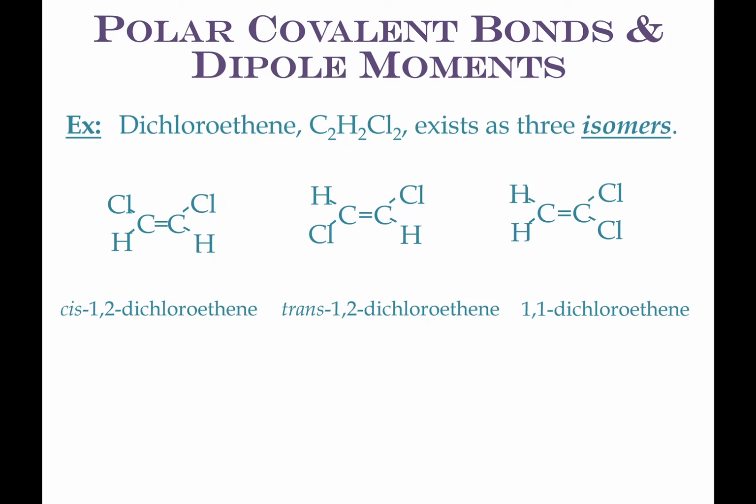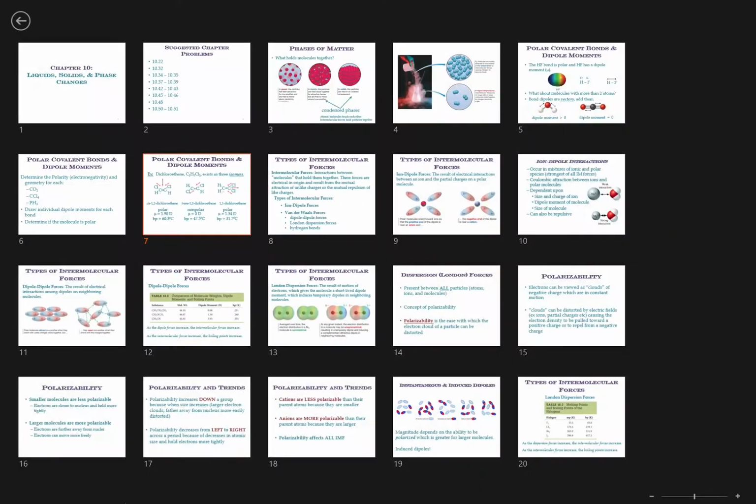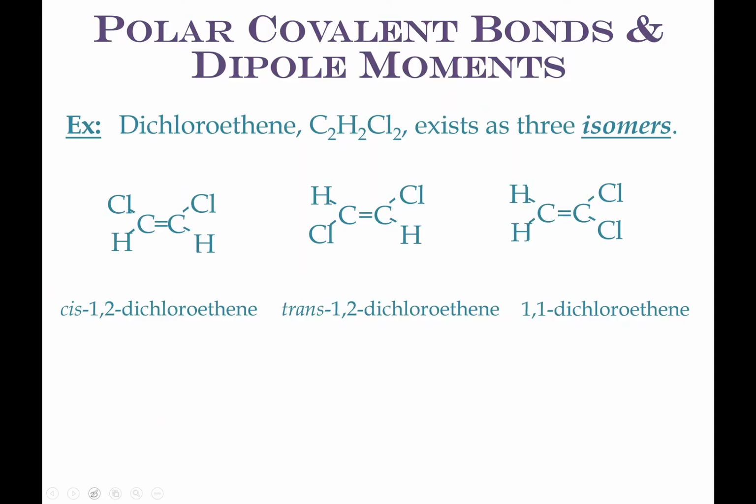Let's take a look at dichloroethene. This is a type of molecule that you might see as you go further in organic chemistry, or this is a very simple type of molecule like that we see. And it has two carbons, two hydrogens, and two chlorines. It exists as three different what we call isomers.